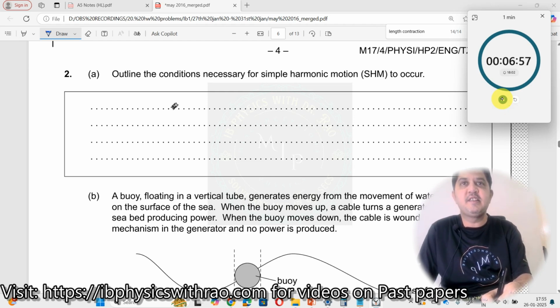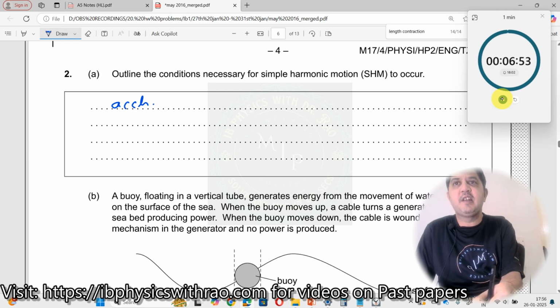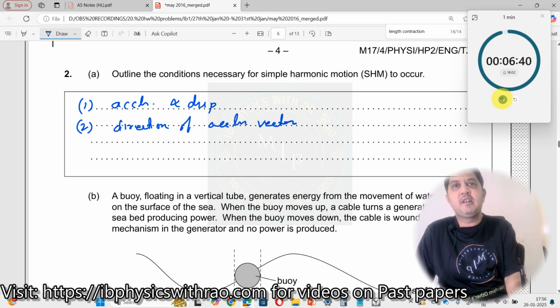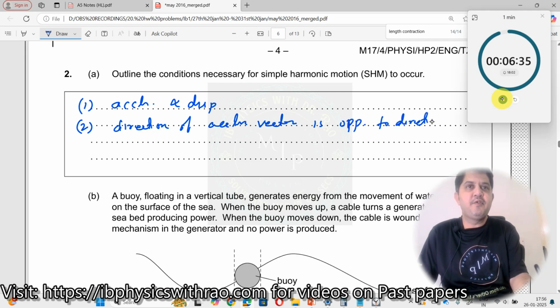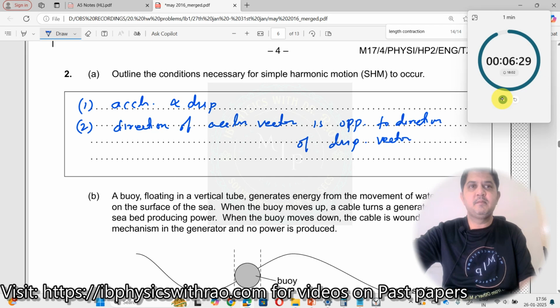Outline the conditions necessary for SHM to occur. What is the condition? The same question has been repeated every time. The first condition: acceleration is proportional to displacement. The second condition: the direction of the acceleration vector is opposite to the direction of the displacement vector. Right? So this is the condition.